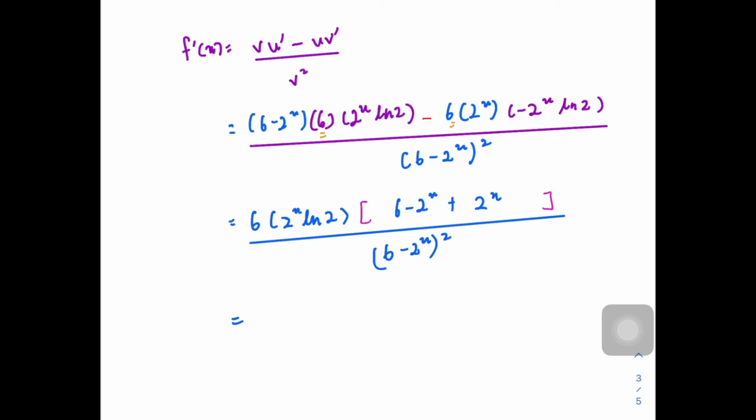So now let's further simplify this. You can see that you have the same term here. So minus 2 to the x plus 2 to the x is just 0. Therefore, your numerator now becomes 6 times 6, which is 36, and then you have 2 to the power of x ln 2, over 6 minus 2 to the power of x, to the power of 2. Therefore, this is your final answer for this question.